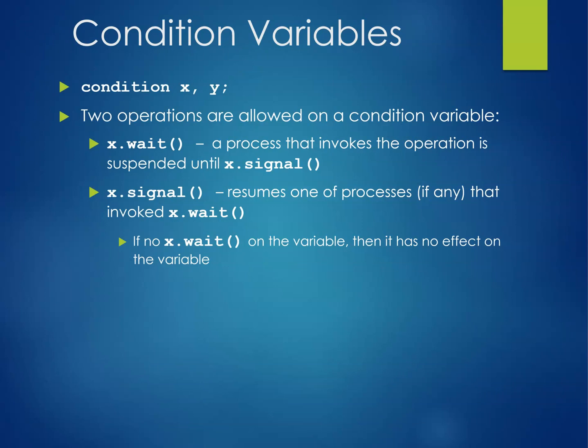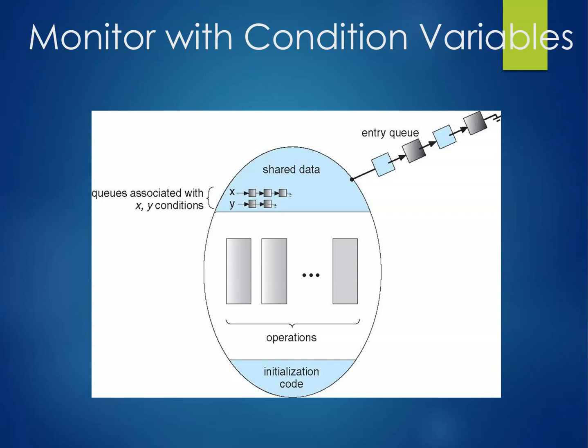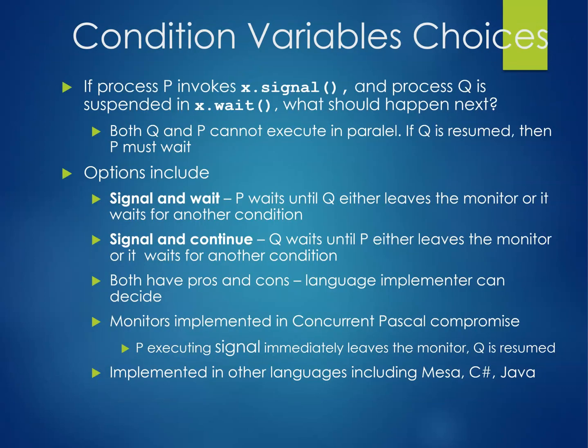Okay, the other thing is condition variables. Two operations are allowed on a condition variable: x.wait, where a process that invokes the operation is suspended, and x.signal, which resumes one of the processes that invoked x.wait. If no x.wait is on the variable, then it has no effect. So we can use that alongside condition variables, and that will give us a more powerful solution.